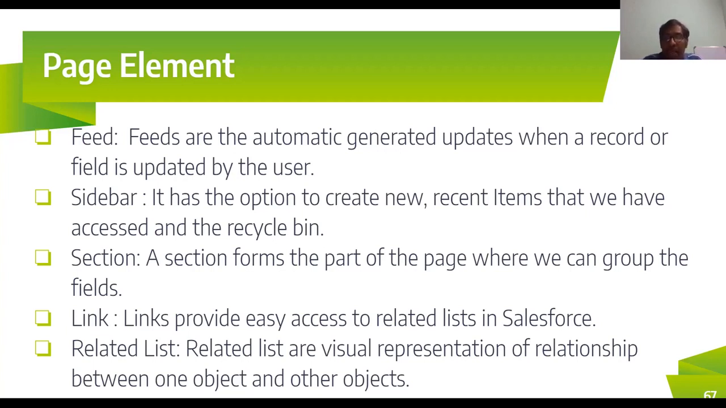What is related list? Related lists are a visual representation of the relationship between the object and another object.